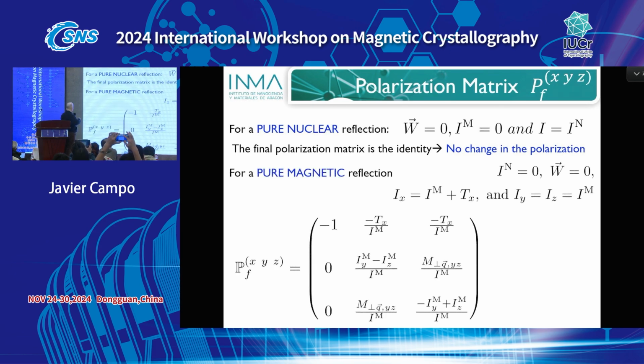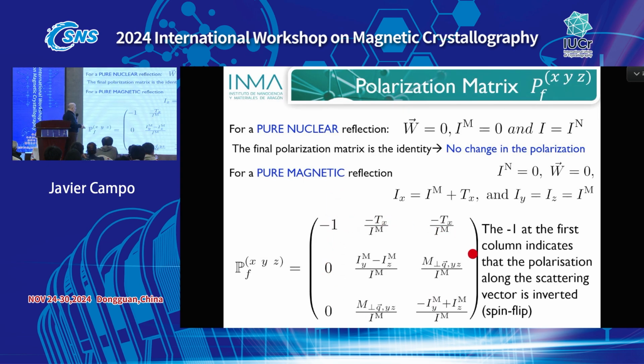If it is purely magnetic, then the nuclear intensity will be 0. If it is purely magnetic, no interference there, but we can have a chiral term here, and the expression becomes like this. And what we can see here is that the -1 here is telling me that the first column, the polarization of the scattering vector, is inverted.